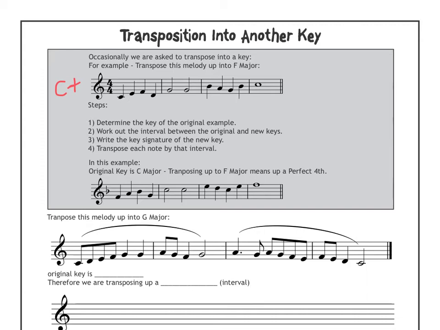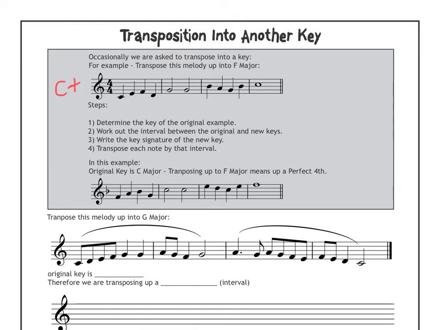Done. Second step, work out the interval between the original and the new keys. So from the original, which is in C, into F major, what is the distance between C and F? C to F. The distance between C and F is, in fact, a perfect fourth.